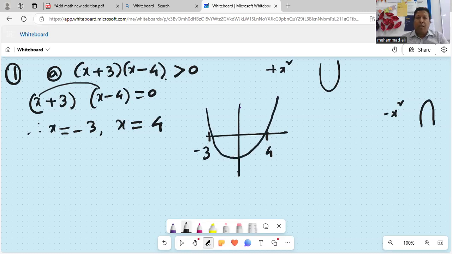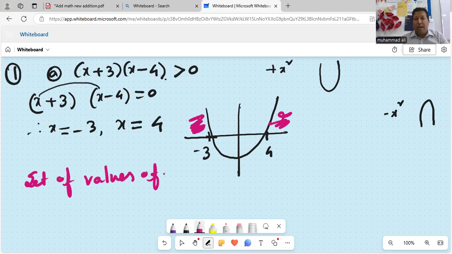What do we want? We want where the curve is greater than 0. That means above the x-axis. This part lies above the x-axis. So the set of values of x is x less than minus 3 and x greater than 4.